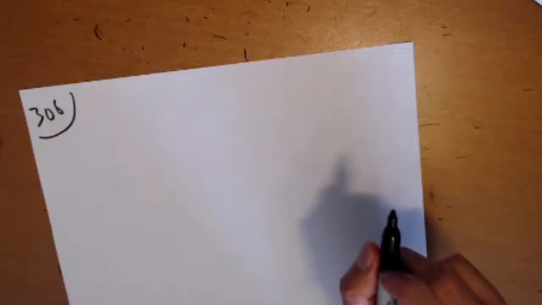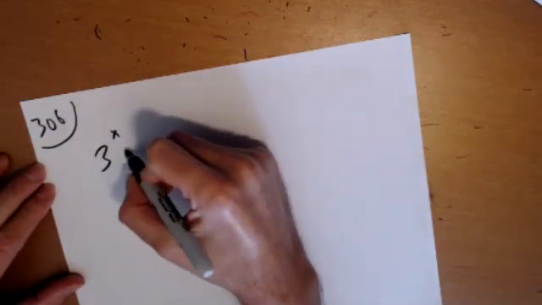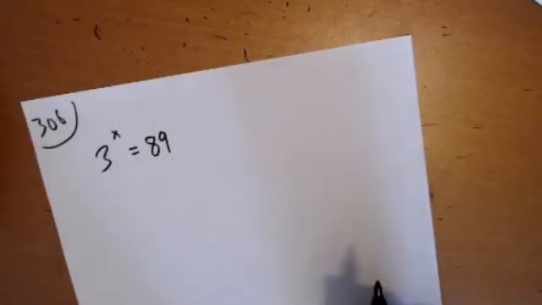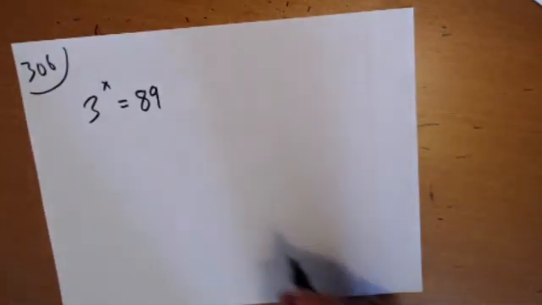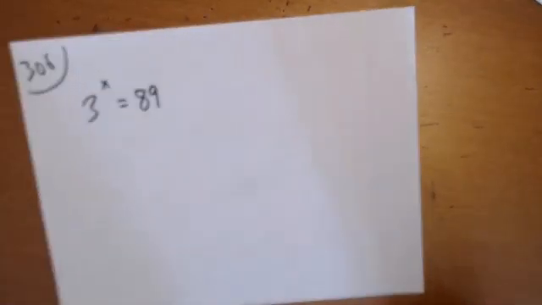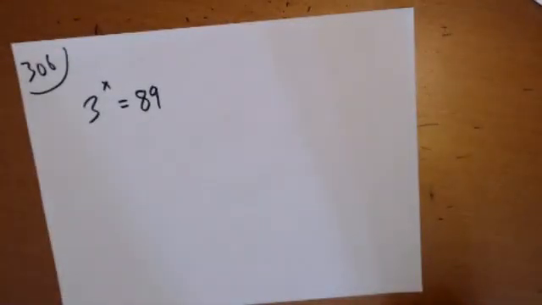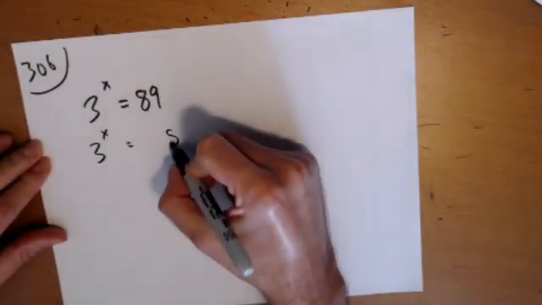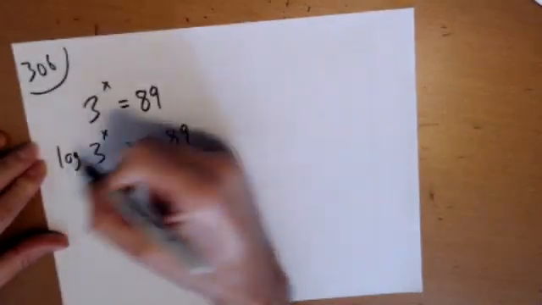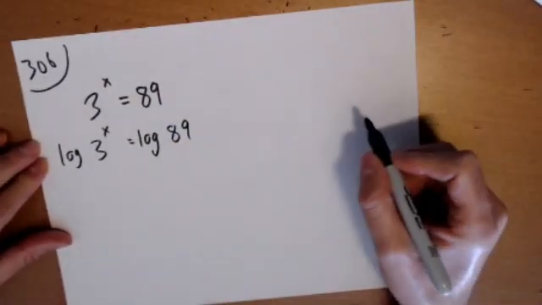Okay, 306. So 306, here's what it's all about. 3 to the x equals 89. So in my mind, the whole reason logs were invented was to deal with situations like this. The variable that we're solving for is up in the air. So whatever you do to the left, you can do to the right. So what if I rewrite this? Left, take the log, right, take the log. So I take the log of both sides.